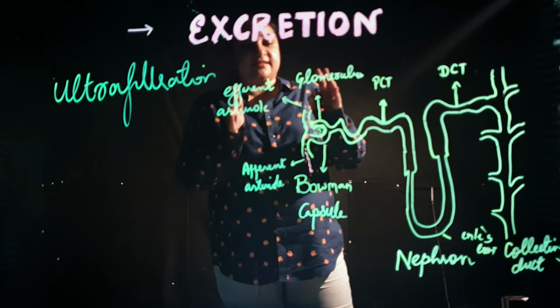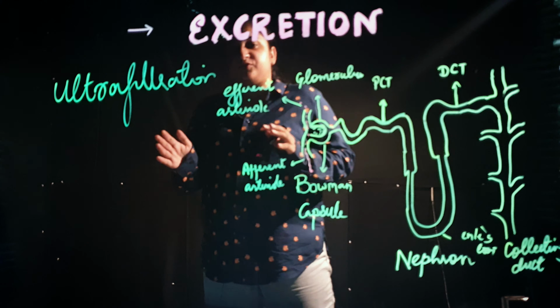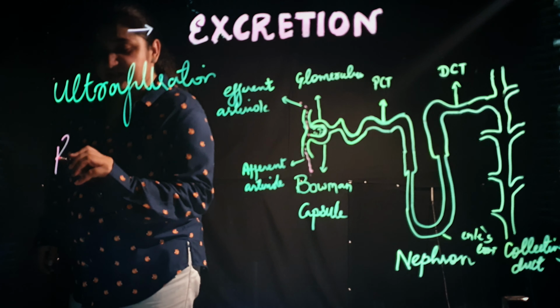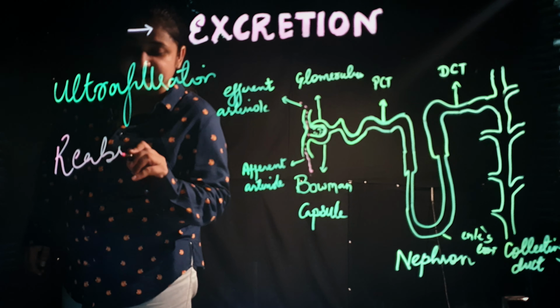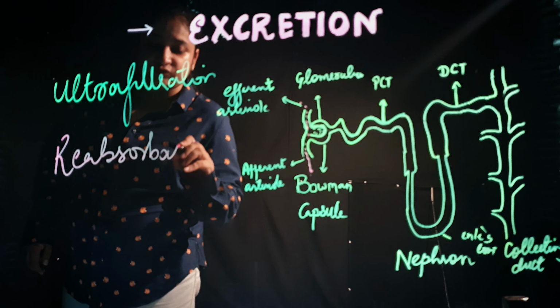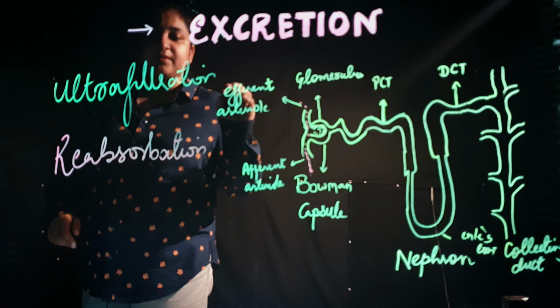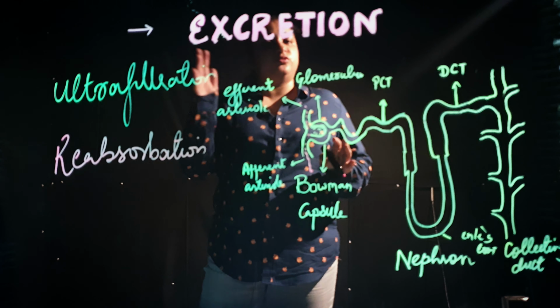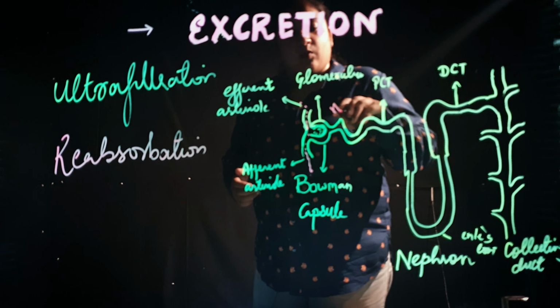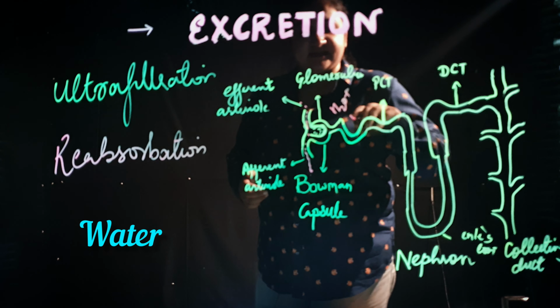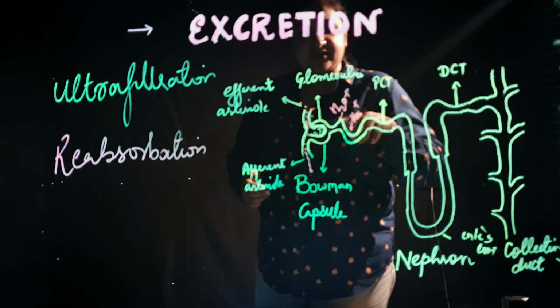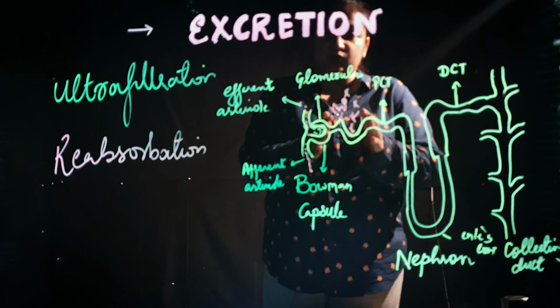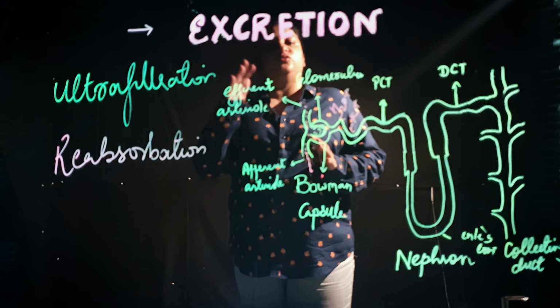And then the second part is reabsorption. As the name suggests, reabsorption absorbs the useful material from the nephron and sends it back to the body, like water and the basic ions, which are absorbed back into the nephron and sent back to the body.